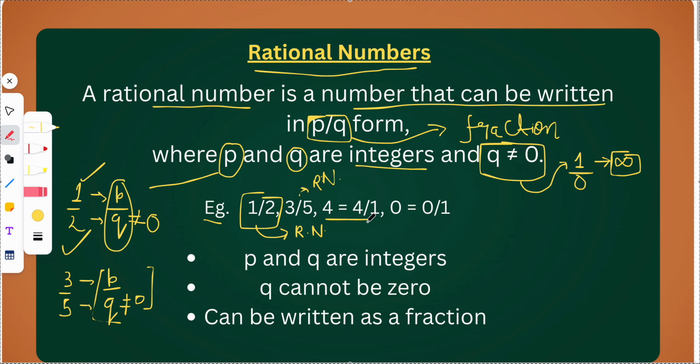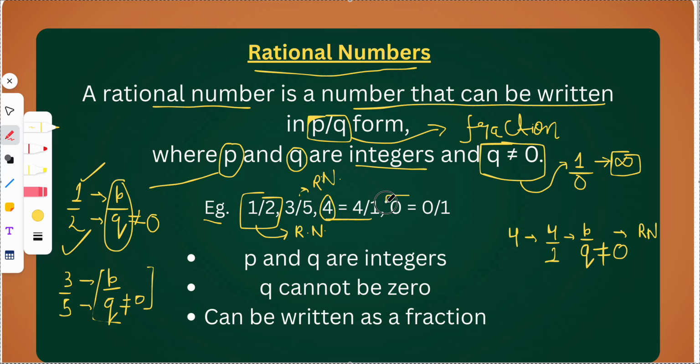Now if we take an integer, 4, let's see if integers are rational numbers or not. 4 can be written as 4 divided by 1, which is a p by q format number, and 1 is not equal to 0, so q is not equal to 0. Therefore, we can say that integers are also rational numbers.